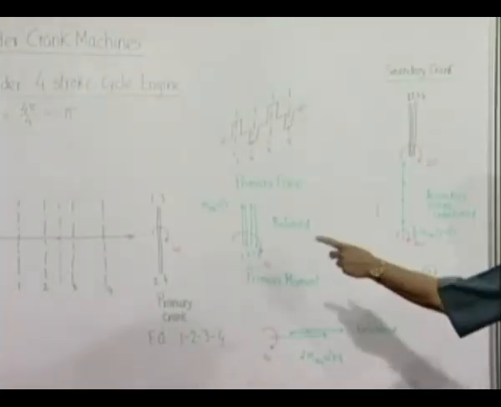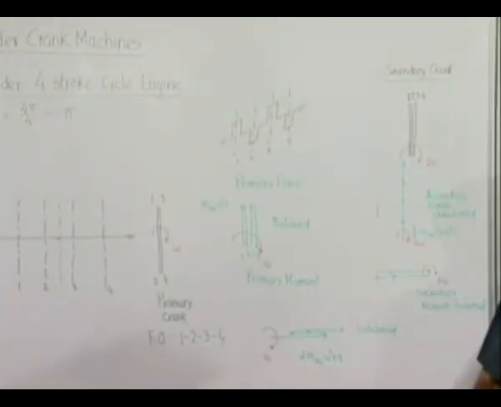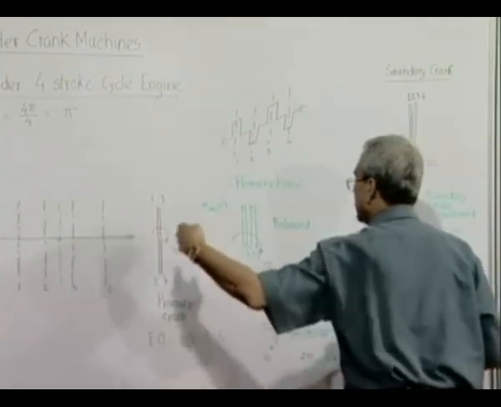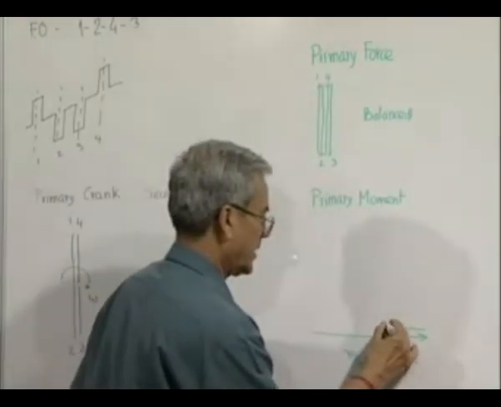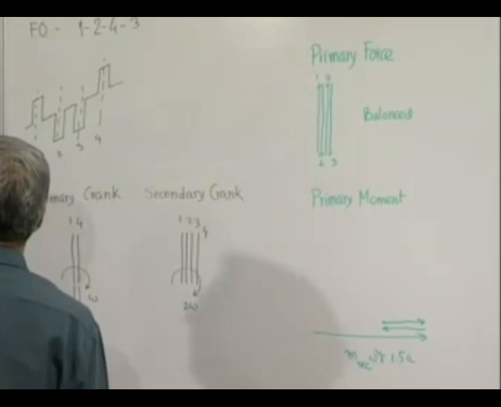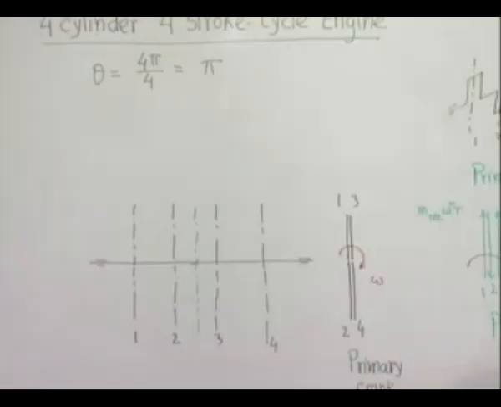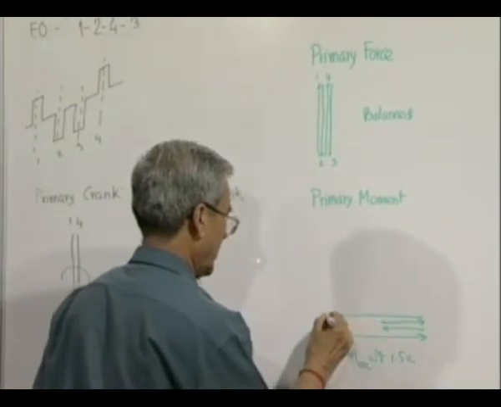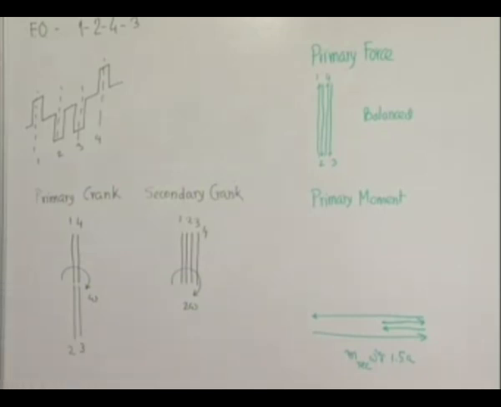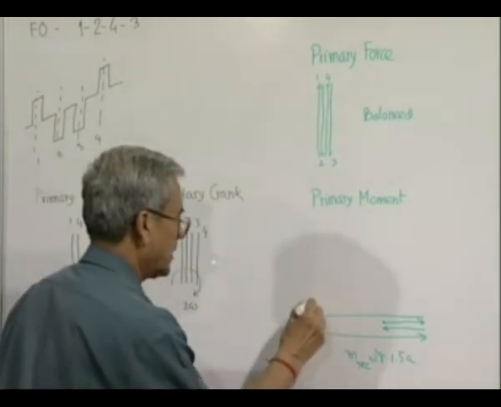Then 3 is again in downward direction, so it will produce a moment in the direction opposite to that and same magnitude. And finally, the fourth one, which is in the upward direction, that will produce a moment in this direction, and the whole thing is rotating, this primary moment diagram. And as you have seen, where we started, we have come back there. So, therefore, it is balanced.